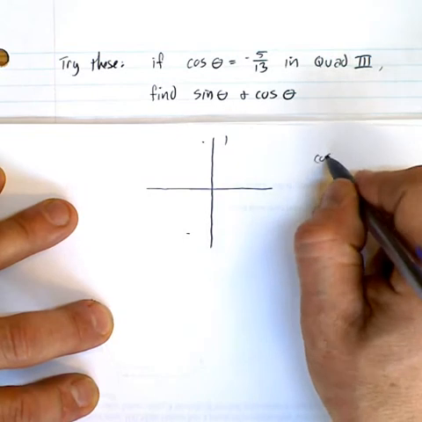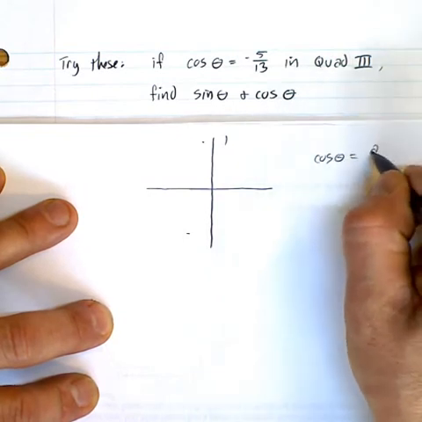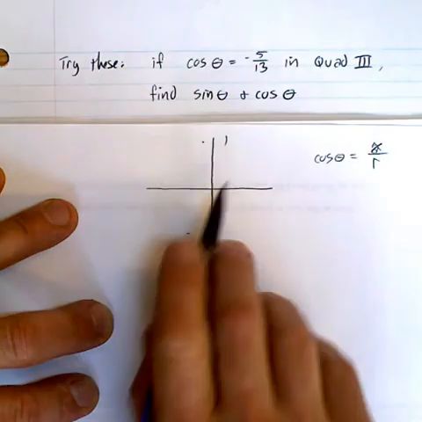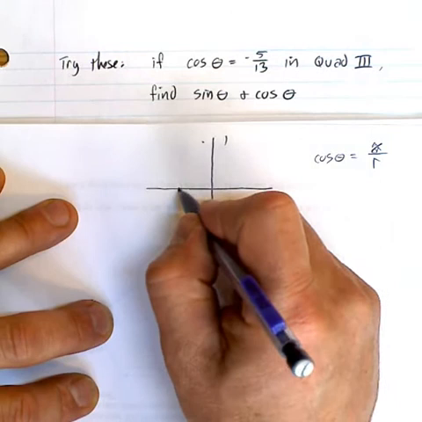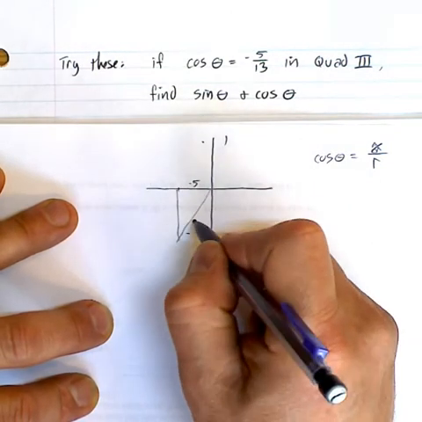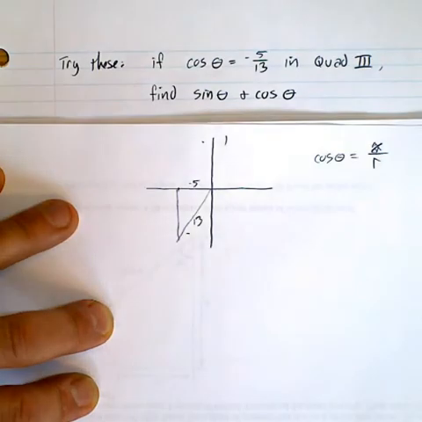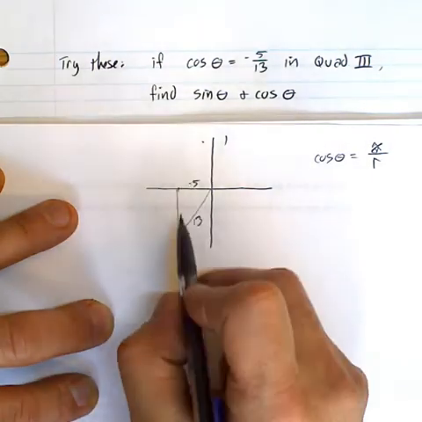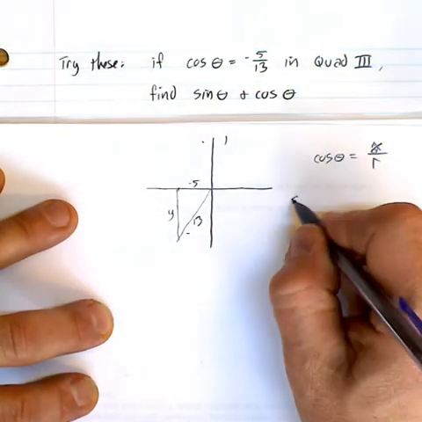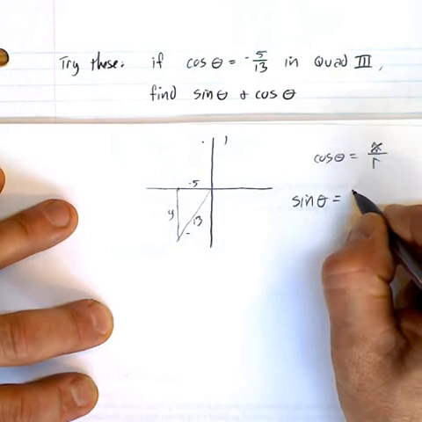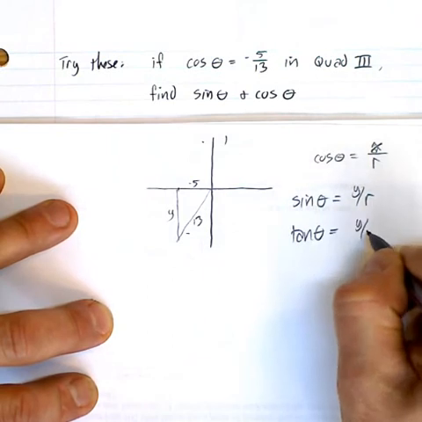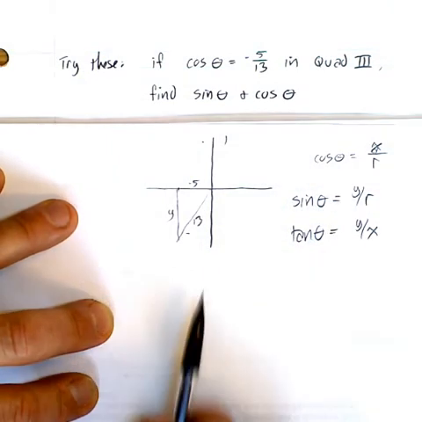So cos theta is equal to adjacent over hypotenuse, or x over r, right? So x is 5, so that's a negative 5, and your r will be 13. Your hypotenuse will be 13. Is there any way that you can figure out how to find your y value here? Because you're going to need that if you want to find your sine theta. Sine theta is y over r, and tan theta is y over x. So we need a y in each of these cases.